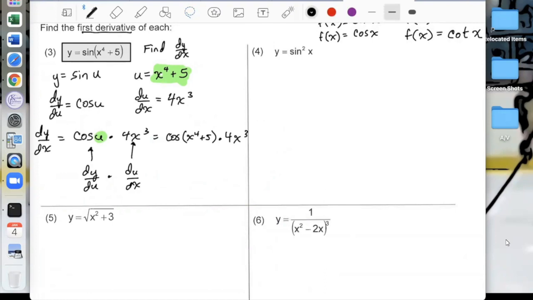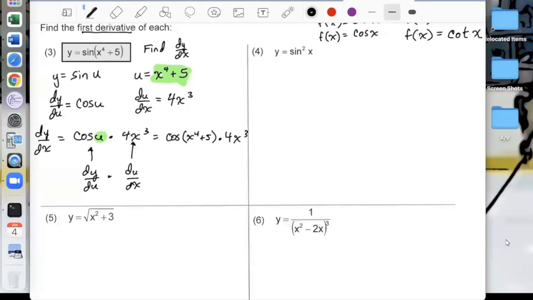Now, multiplication is commutative, so you could put the cosine first, then the 4x cubed, or you could do it the other way around. That's perfectly fine. There's no need to simplify. There will come a time and a place where you do need to simplify, but you're either going to be explicitly told to, or you're going to find it necessary to do so.